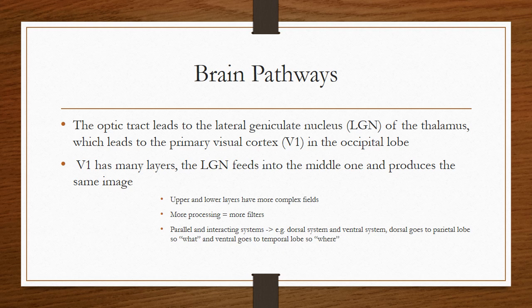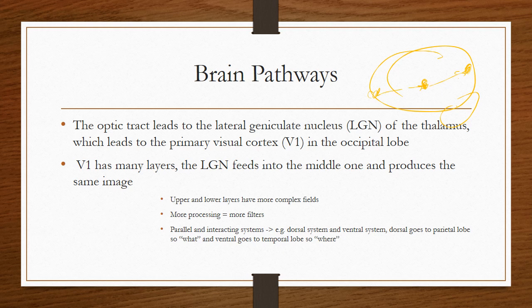And then this leads to the primary visual cortex, which is also called V1, in the occipital lobe, which is at the very back of the brain. So basically, if this is a brain, it goes from where the thalamus is, right here-ish, to all the way back here. And then this is of course where the eye is.